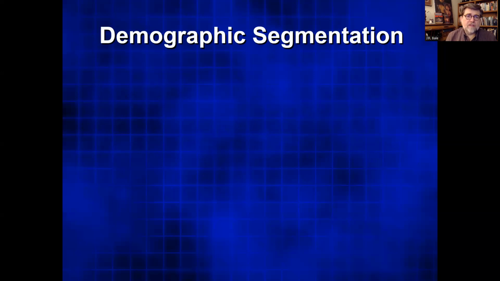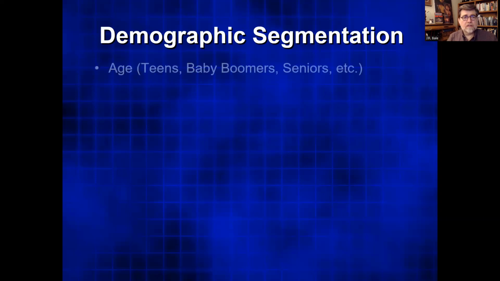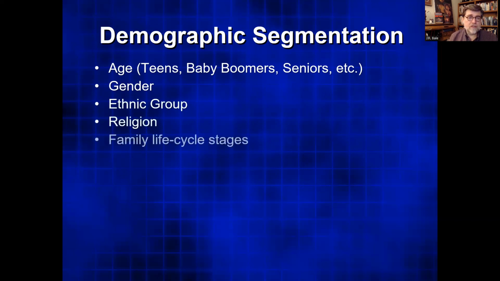Next, we have demographic segmentation. And demographics are, basically, we're looking at various attributes of people, things such as their age, are they teens, seniors, and so forth. What gender are they? What ethnic groups do they belong to? Things like religion, family life cycle stage, which is closely related to age, but not completely. For instance, we start out as children, and then we become single adults. Most of us couple up, often getting married. Then there is the addition of children at various ages.